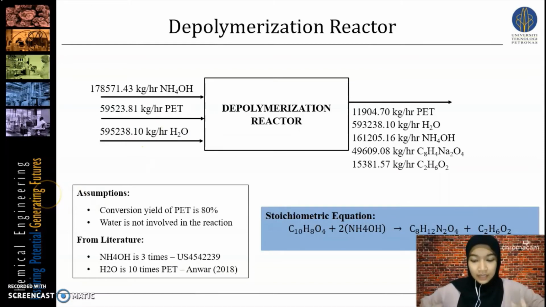We have also specified that the conversion yield of the PET for this reaction is 80%. So there will be some amount of unreacted PET that will be filtered out later on from the process. The mass balance of this equipment is performed based on this stoichiometric equation. From this equation, we can see that we have two reactants, which are polyethylene terephthalate and also ammonium hydroxide. These two reactants will produce diammonium terephthalate and also ethylene glycol. The water introduced in this process is not involved in the reaction, so the amount of water in will be equal to the amount of water in the outlet.